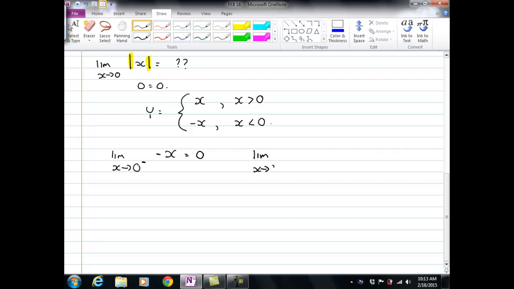Limit as x approaches 0 from the right. So now when I approach 0 from the right, I'm using a number greater than 0. So therefore, I'm going to use this equation, which is going to be very close to 0 also. So the answer is going to be the limit as x approaches 0 of absolute value of x equals 0.